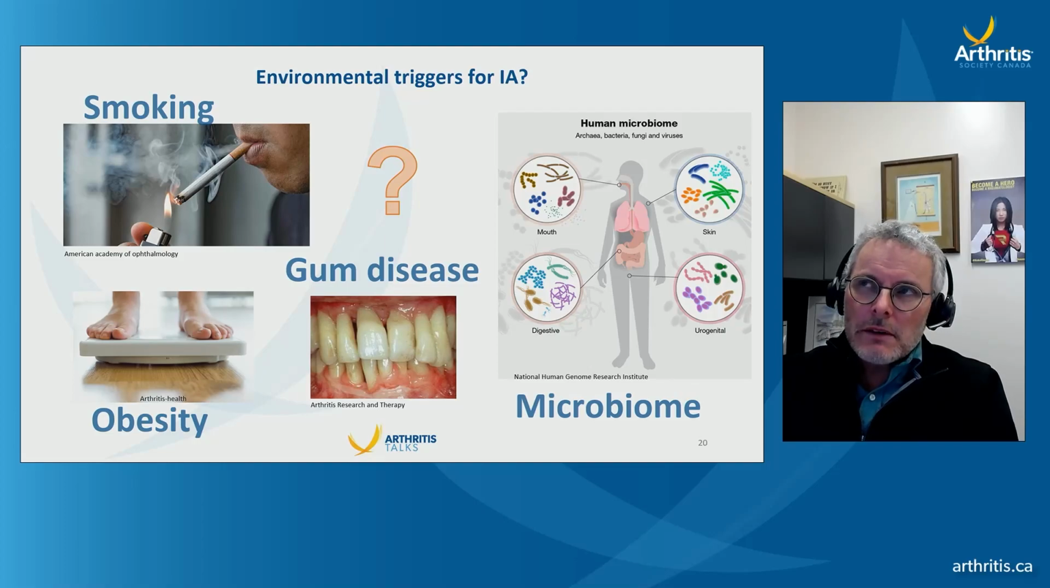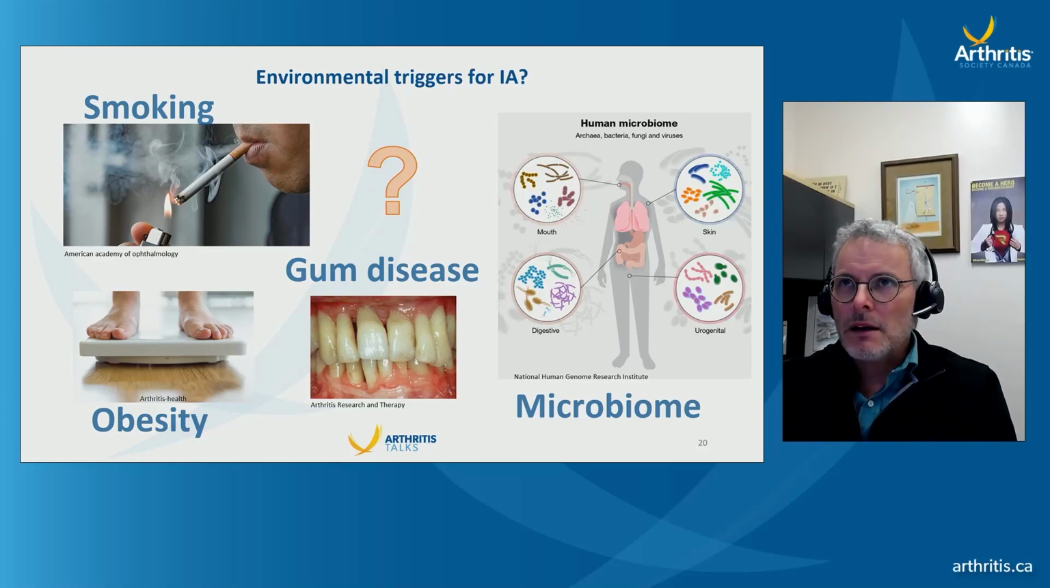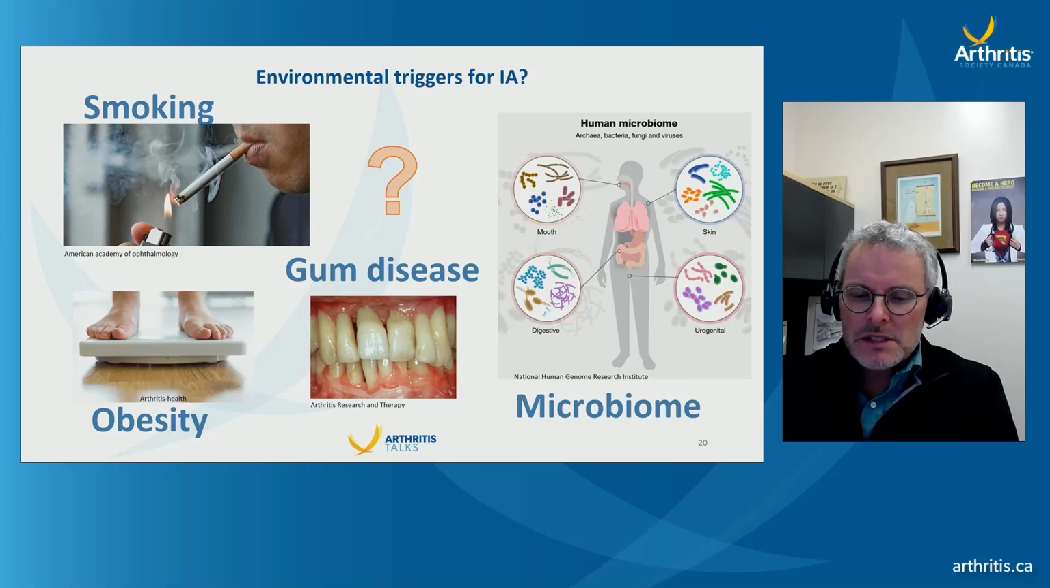We know that there's a good relationship between gum disease or periodontal disease and inflammatory arthritis, in particular rheumatoid arthritis. Some of the bacteria that are found in gum disease can sometimes predispose to rheumatoid arthritis. And we know that in people who have RA, when they have bad gum disease, their joints are actually worse.